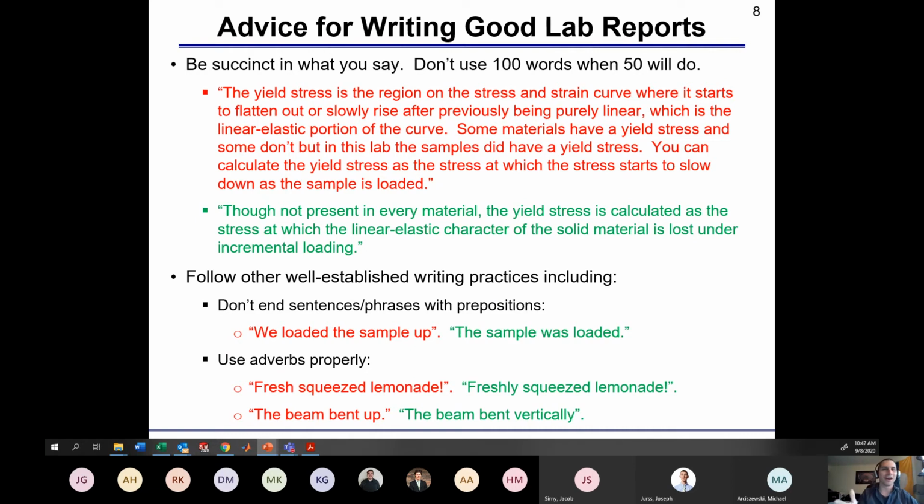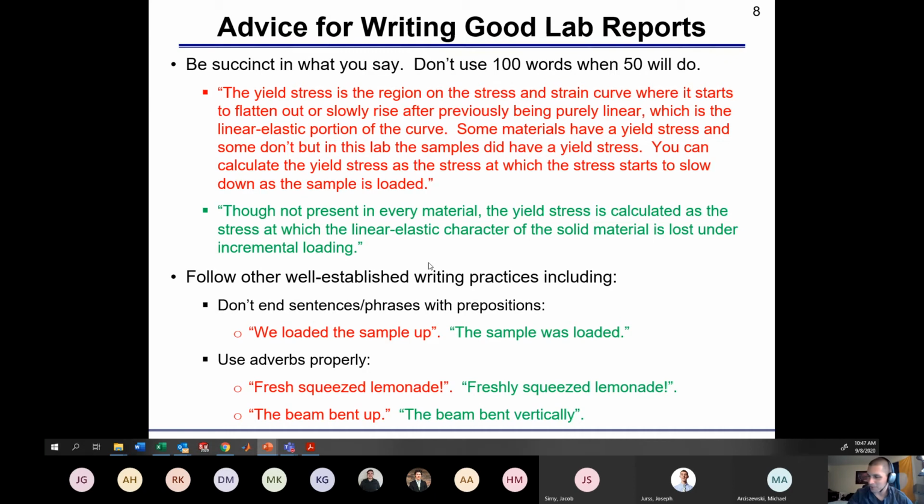You could clean all that up by just minimizing your vocabulary, minimizing your words in a very succinct statement. Though not present in every material, the yield stress is calculated as the stress at which the linear elastic character of the solid material is lost under incremental loading. Oh my gosh, like a breath of fresh air. I feel better. I feel lighter. I lost 5 pounds. Okay, that's how I feel after reading that.